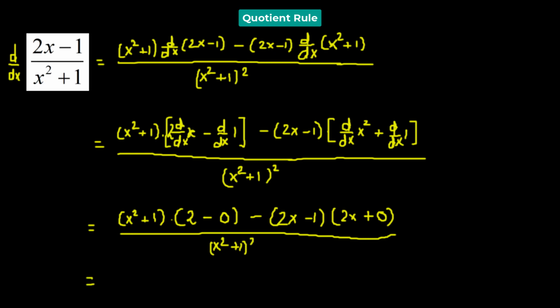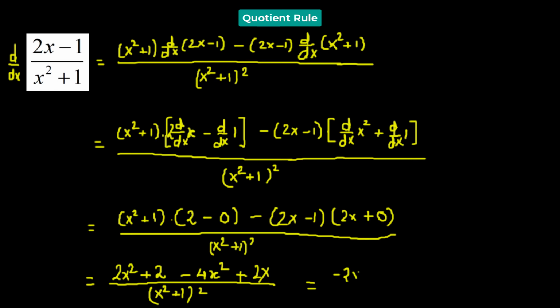So we have 2 multiplied to (x squared plus 1), so that's going to give us 2x squared plus 2, minus 2x is multiplied to 2x, so we have negative 4x squared. So negative 2x multiplied to negative 1 will give us positive 2x, whole divided by (x squared plus 1) whole squared. So we finally get 2x squared minus 4x squared, so that will be negative 2x squared plus 2x plus 2, whole divided by (x squared plus 1) whole squared. So this is going to be the derivative of the given function with respect to x.